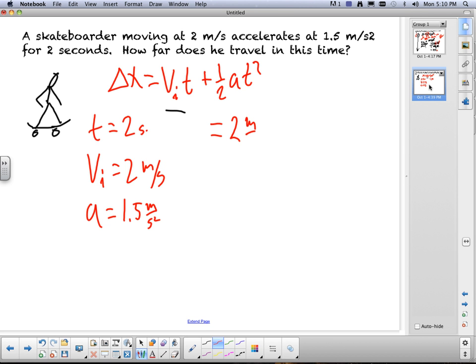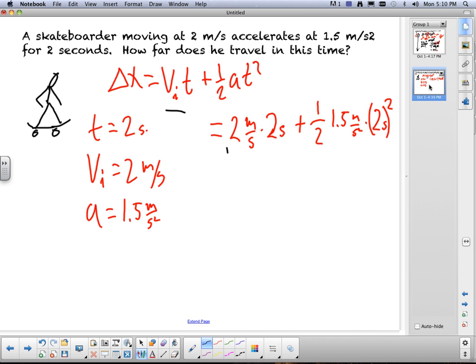I'm just going to start right here and plug in v sub i is 2 meters per second, times my time, which is 2 seconds, plus 1/2 my acceleration, which is 1.5 meters per second squared, times my time squared, which is 2 seconds squared. The whole thing is squared.